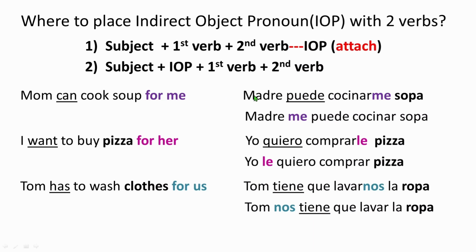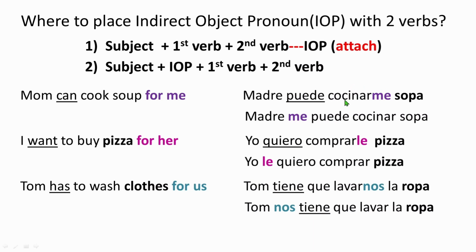So here, first we have, madre puede cocinarme sopa. Okay, here madre is mom, puede is can, cocinar is cook. And here we have the indirect object pronoun. What we have done is attach it to the second verb. And sopa is soup. Madre puede cocinarme sopa. So normally we place the indirect object pronoun on the second verb. Cocinar is the second verb. And also one more thing, the second verb we never conjugate, so it may look like it's ending with -ar. It's because we don't conjugate it. Okay, and this is how it looks.